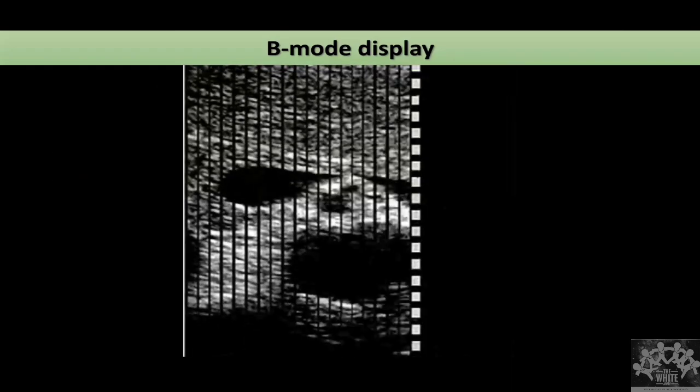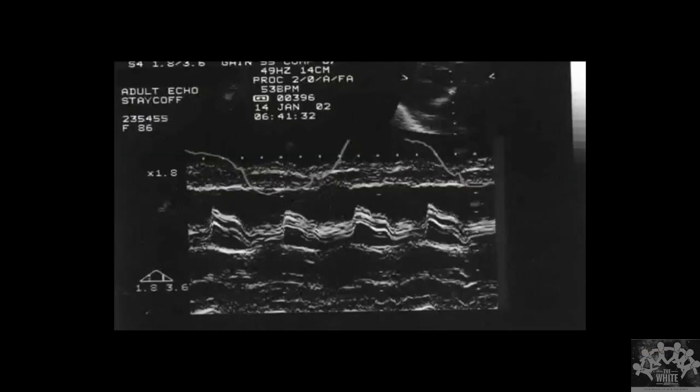Okay, so this is how we get A mode, B mode, and M mode. This is a practical image showing the movement. Around that, it is going through the ventricle, so there is no reflection. There is only water, right? That's why there is no reflection. Again, we are seeing the movement of the mitral valve, which is at different levels.